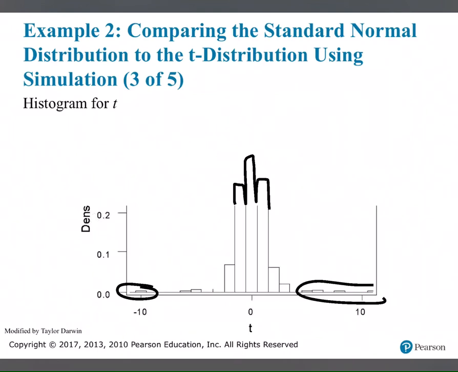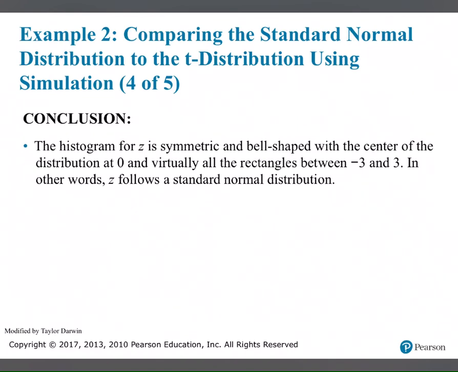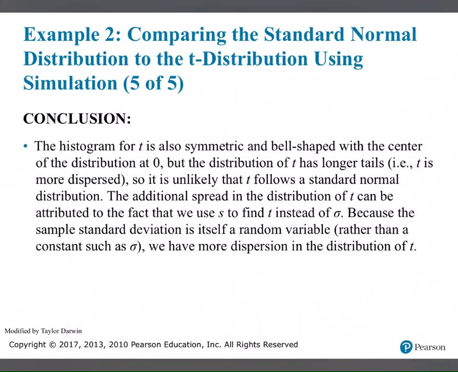It's got this randomness. So the histogram for Z is symmetric and bell-shaped, with the center of the distribution at 0, and pretty much all of the rectangles are between -3 and 3. So Z follows a standard normal distribution. And the histogram for T is also symmetric and bell-shaped, with the center at 0, but the T is more spread out. It has longer tails, and it's unlikely that T follows the standard normal distribution.